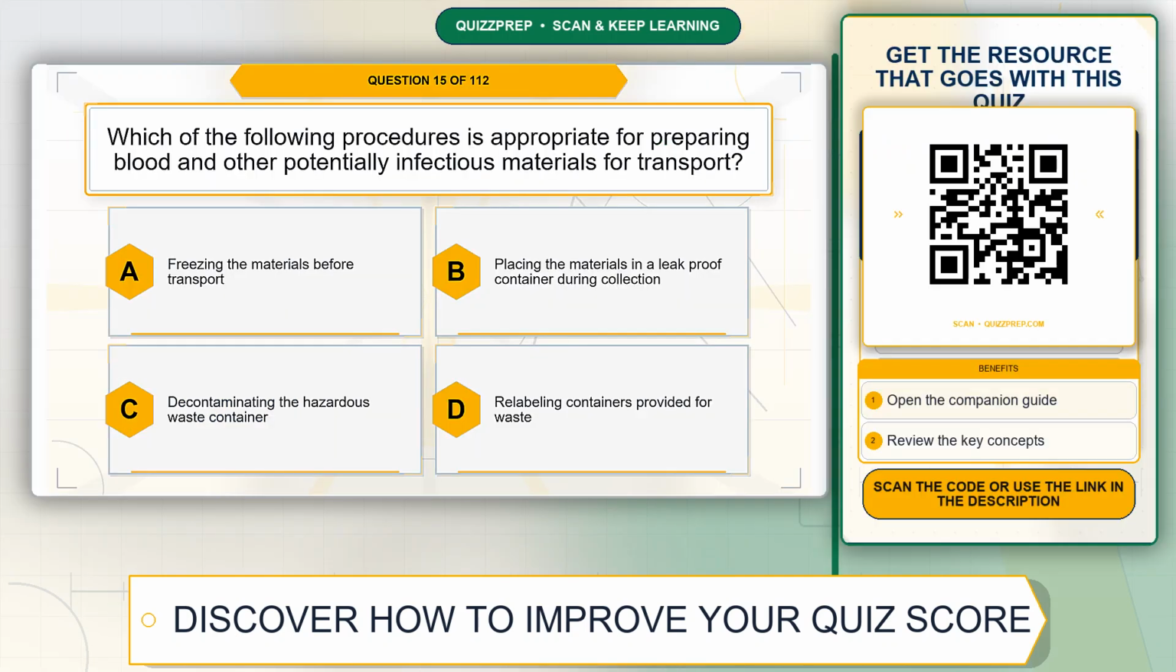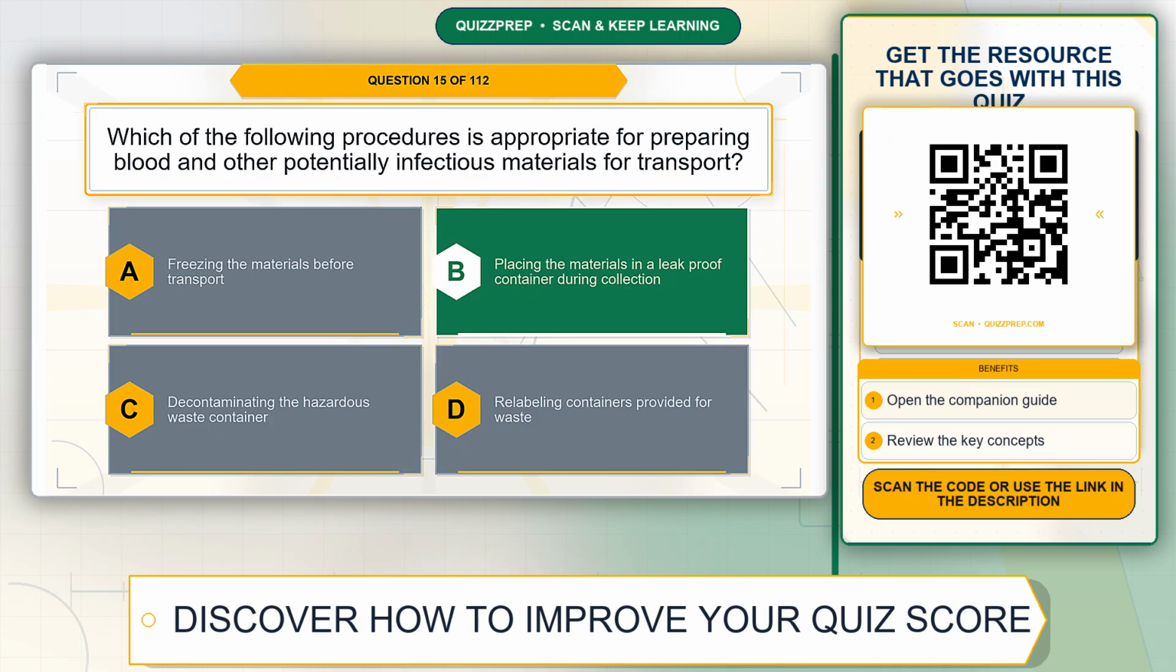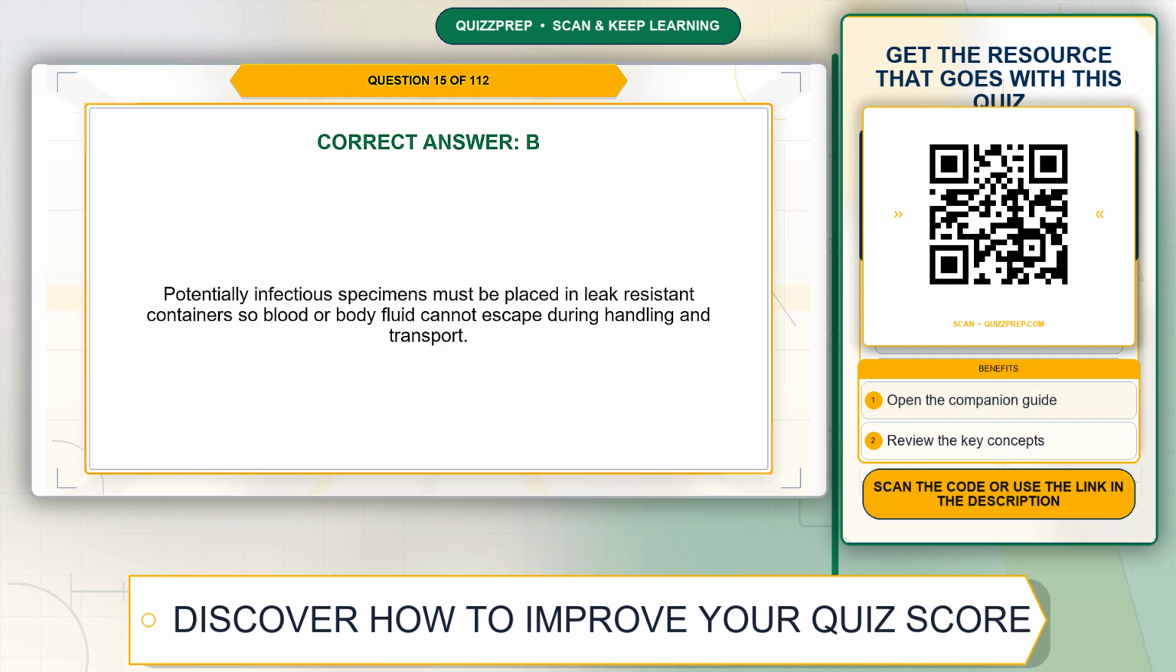Question 15. Which of the following procedures is appropriate for preparing blood and other potentially infectious materials for transport? Option A, freezing the materials before transport. Option B, placing the materials in a leak-proof container during collection. Option C, decontaminating the hazardous waste container. Option D, relabelling containers provided for waste. The correct answer is option B, placing the materials in a leak-proof container during collection. Explanation. Potentially infectious specimens must be placed in leak-resistant containers so blood or body fluid cannot escape during handling and transport.